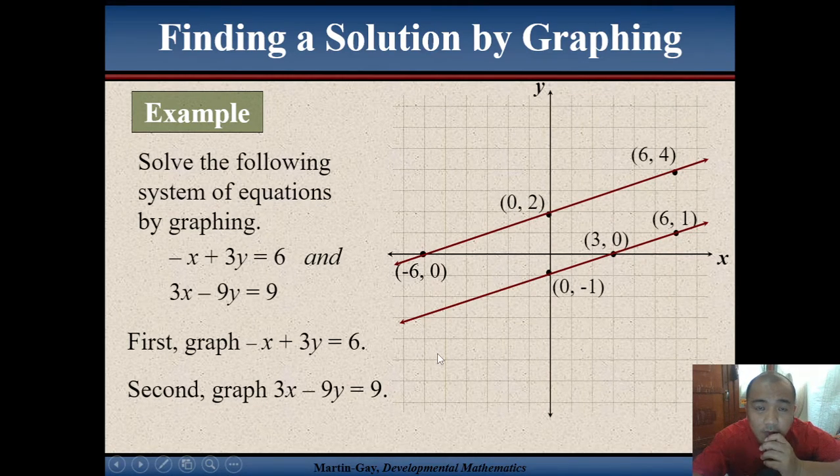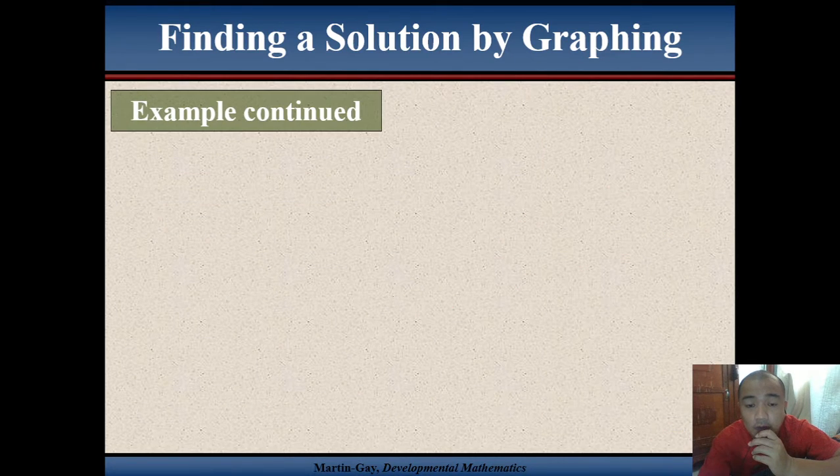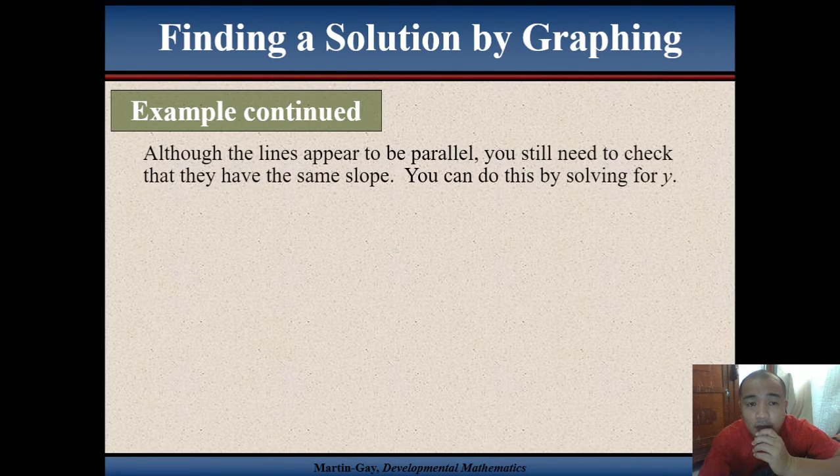Parang wala, no? They are parallel. Parallel lines do not meet. So I think there is no solution for this system of equations given. So the lines appear to be parallel. Although the lines appear to be parallel, you still need to check that they have the same slope. You can do this by solving for y.